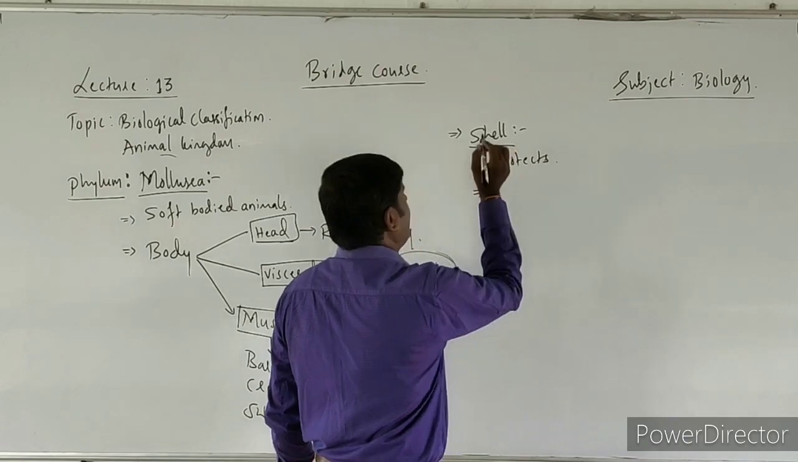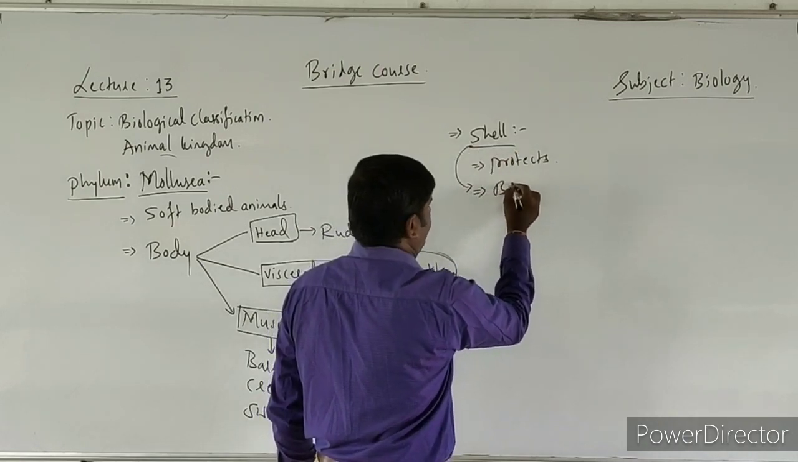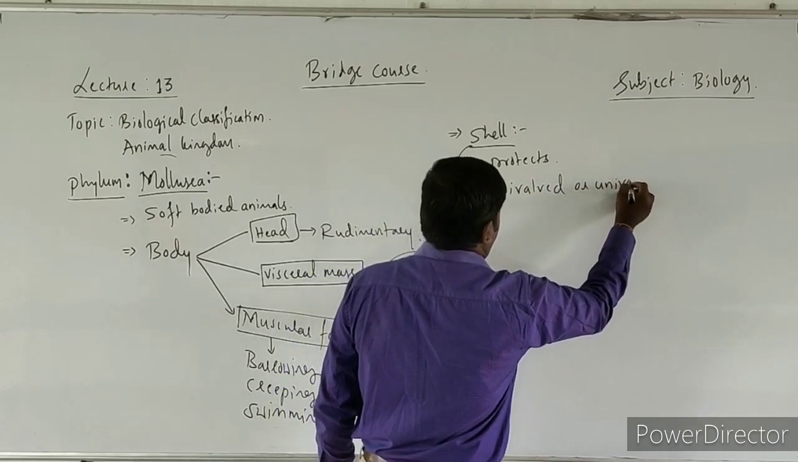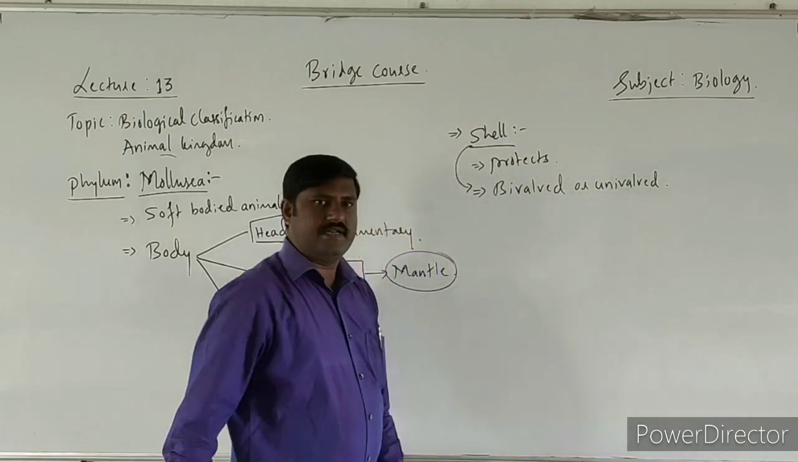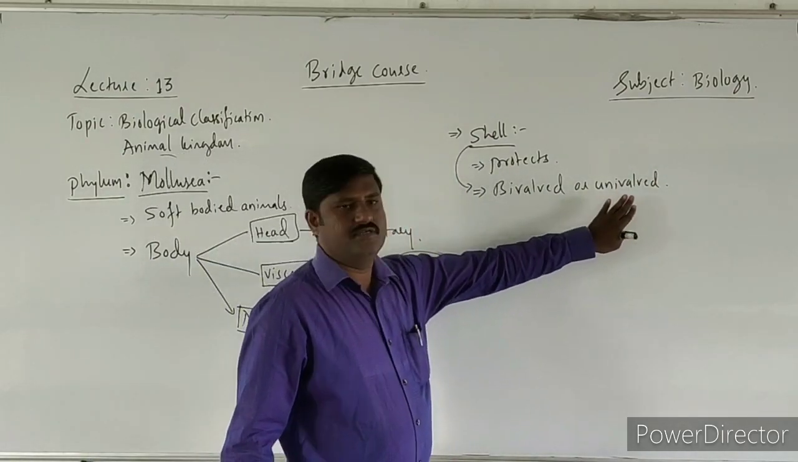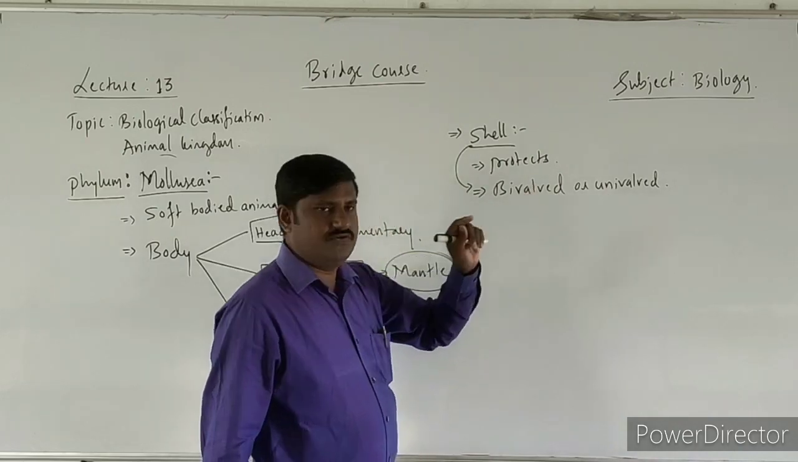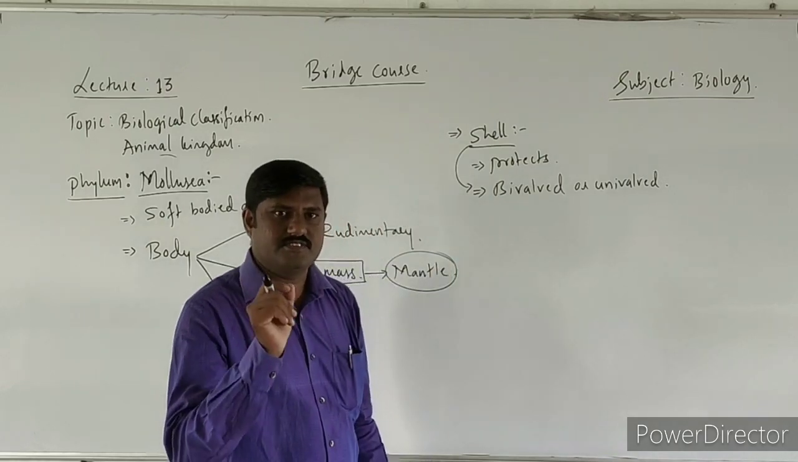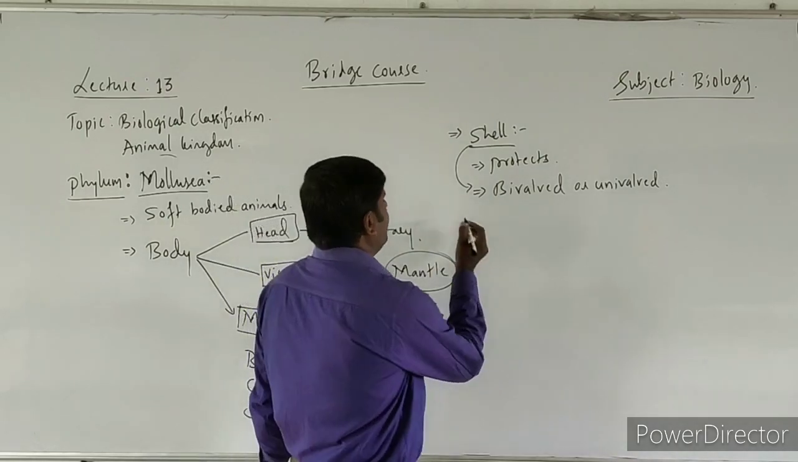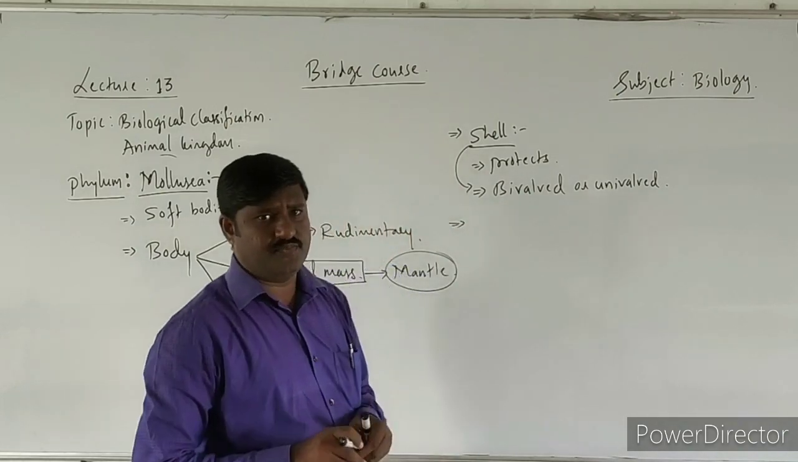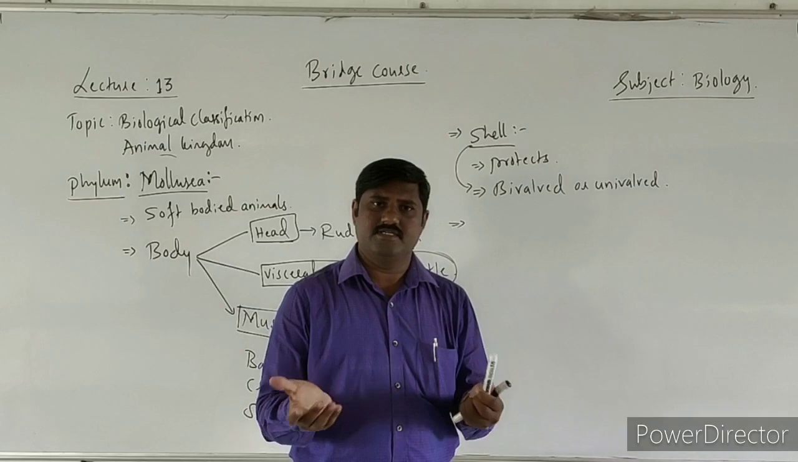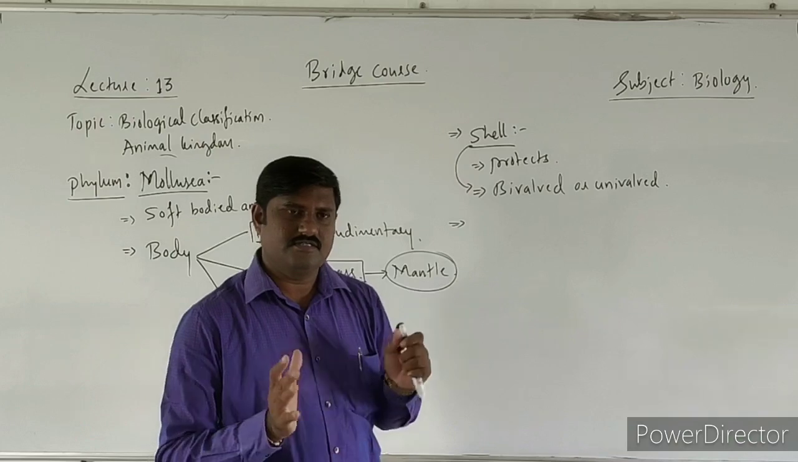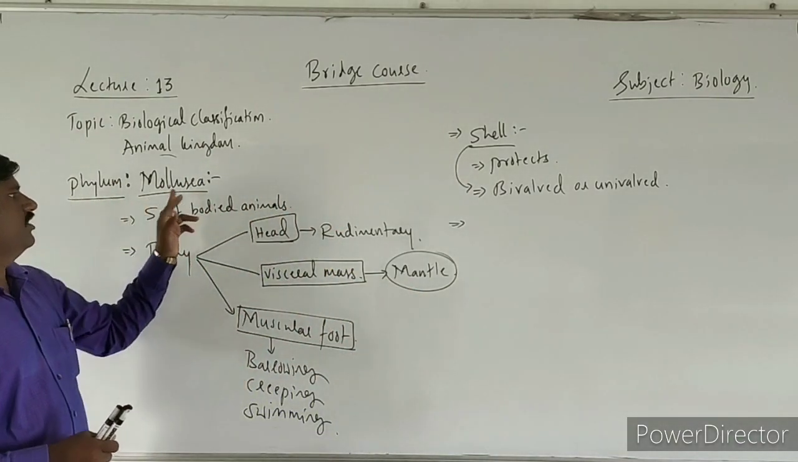One thing, and that shell may be bivalved or univalved. Single wall may be present or two walls may be present. Bi-walled or uni-walled shell is also present in these animals, right? And the next important feature of these animals is that sexes are separate and they reproduce sexually, right? So these are the important features of molluscans, right?